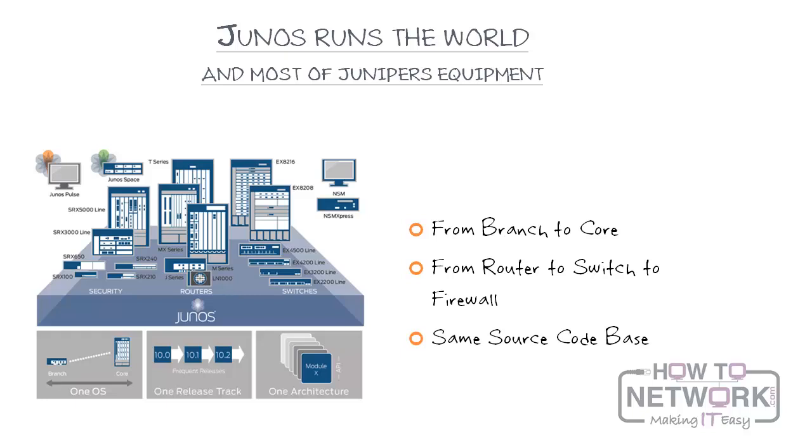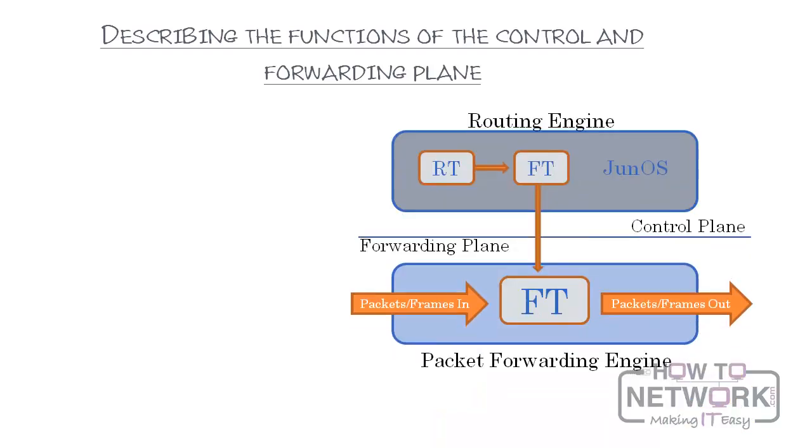So let's move on to talking a little bit about the control and forwarding plane. One of the first things we need to understand about Junos devices is how they process traffic. So let's discuss the functions and operations of the control and forwarding plane on a Junos device. Control is key when we are dealing with these devices that process and pass traffic through our networks.